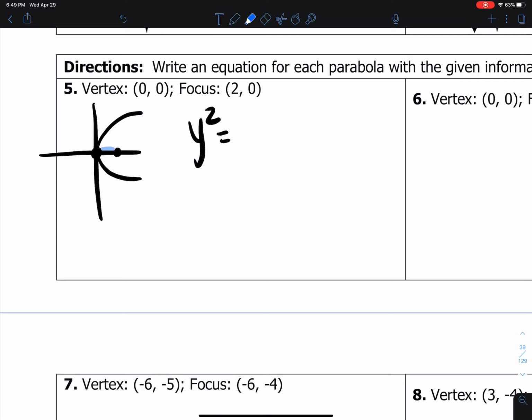The distance between here is 2. So we know p equals 2. So 4p equals 4 times that, which is 8. So we have 8 times x, but it's just x minus 0, so I don't need to put parentheses. So it's just y squared equals 8x.